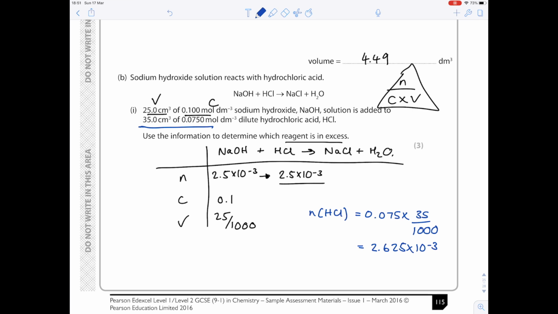So those are actually the amounts we have. Just have a look. We have a number of moles of sodium hydroxide of 2.5 times 10 to the minus 3. And based on this calculation here, we know that we only need 2.5 times 10 to the minus 3 moles of hydrochloric acid. However, in actuality, we've got 2.625, so we've got more hydrochloric acid than we need, so that's why hydrochloric acid is in excess.